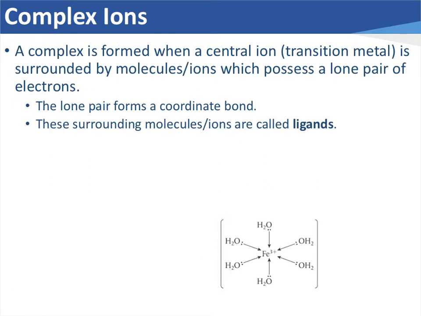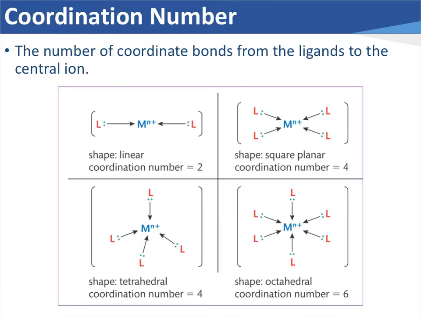So here in brackets, we would give this a 3+ charge, this iron ion complex with water. The surrounding molecules or ions are called ligands, and the ligands must have a lone pair in order to form the coordinate bond. So these are sometimes called coordination complexes because of the coordinate bonds around the metal ion. The number of coordinate bonds from the ligands to the central ion is called the coordination number.